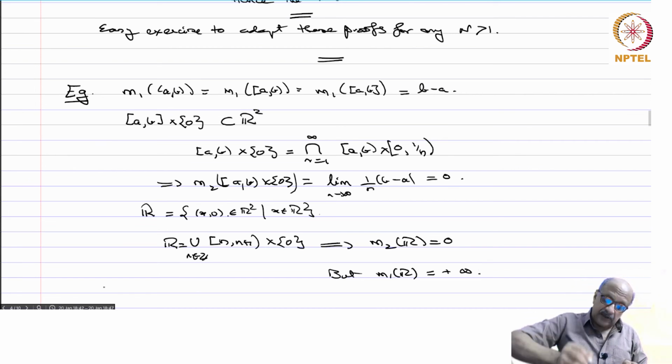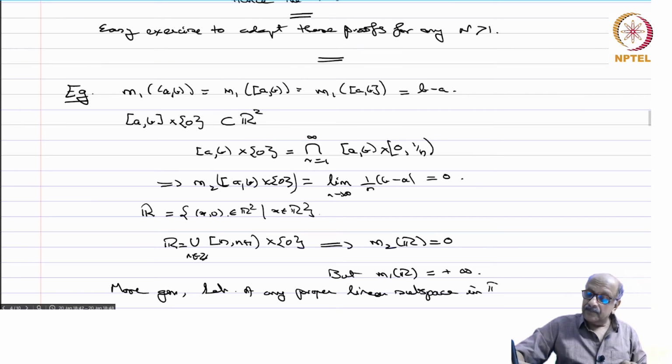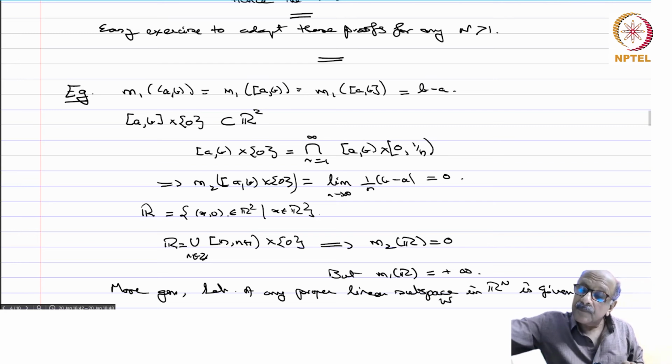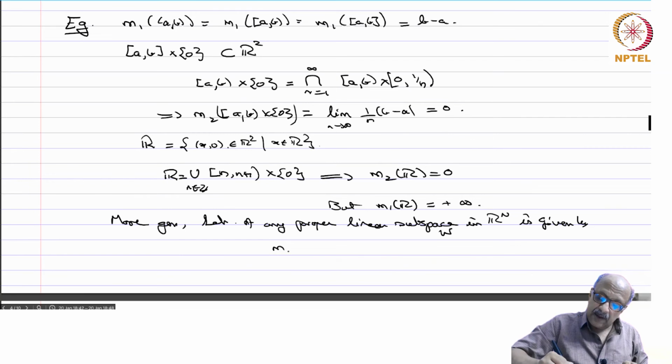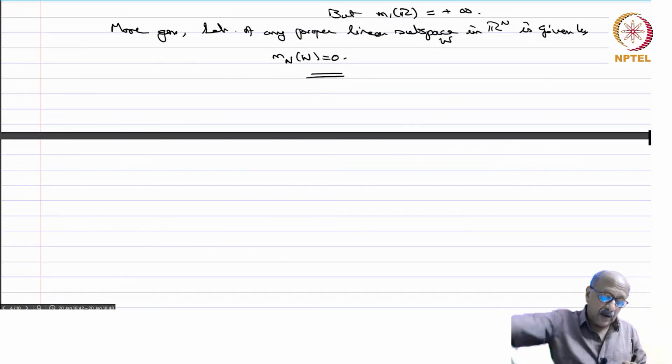Okay. More generally, the Lebesgue measure of any proper linear subspace in R^n, let's say W, is given by Mn of W equal to 0. Okay, so if you have any proper subspace, it will always be of measure 0.